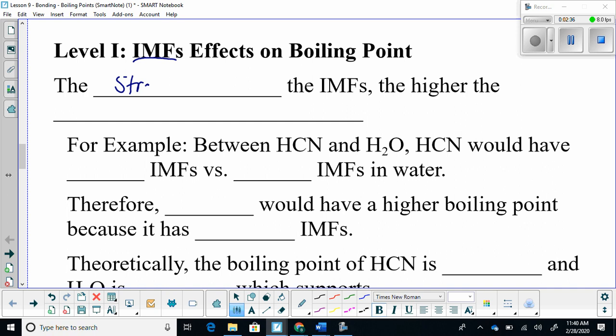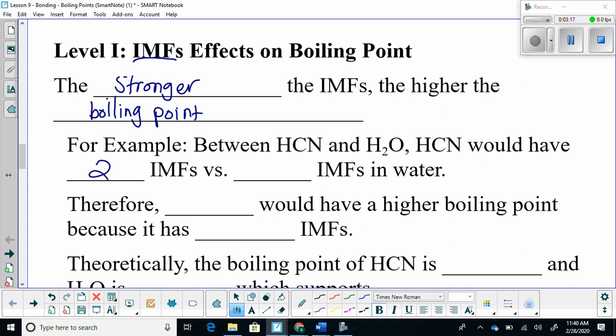The stronger the IMFs, or the intermolecular forces, the higher the boiling point will be. For example, if we were to compare hydrogen cyanide and H2O, hydrogen cyanide would have how many intermolecular forces? How many would it have? 2. It has London forces, because everything with electrons has London forces. What gives it dipole-dipole forces? If it's polar. Right, so this one has 2.